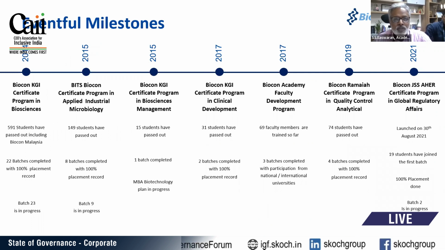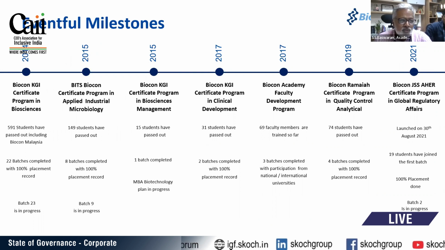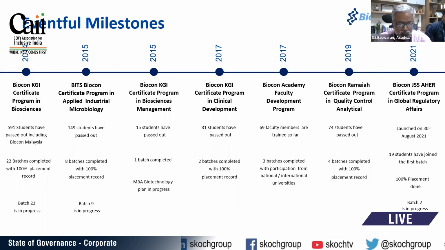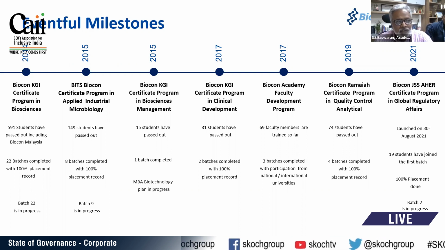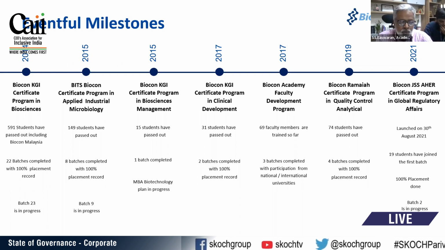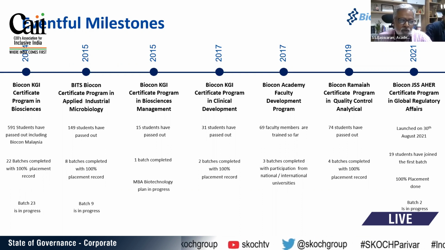This is the model in which we started the program, and the model remains the same for all the programs. In 2013, we incepted the company called Biocon Academy, and in 2014, we started with the first batch. The first batch was in collaboration with Keck Graduate Institute in California. The program name is Biocon KGI Certificate Program in Biosciences. This program covers the entire value chain of biomanufacturing. So it can be production, quality control, quality assurance, as I told you, the technical departments. All the departments are covered in one program.